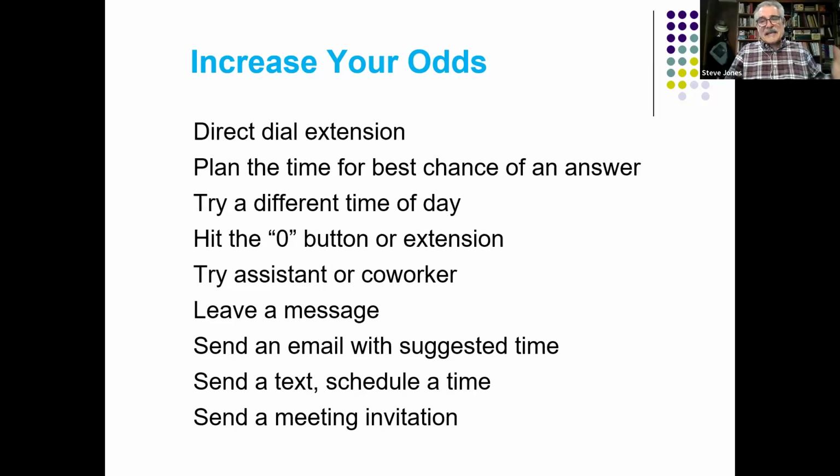If you've set up your schedule so that every day at 10 o'clock in the morning you're making sales calls and you're not getting a hold of somebody, don't keep phoning some people at 10 o'clock in the morning. Try 2 o'clock in the afternoon or 4:30 or 6 or 7 a.m.